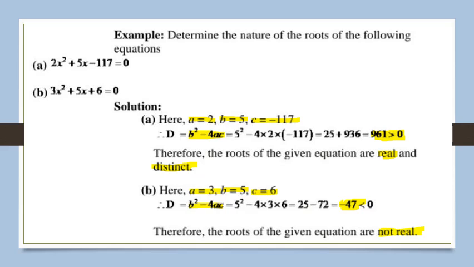Now in the second case, a equals 3, b equals 5 and c equals 6. If you substitute the values in the discriminant D equals b square minus 4ac, you get the value as minus 47. Now minus 47 is less than 0, meaning it is a negative number, and therefore the roots of the given equation are not real. In this way we can find out the nature of the roots.